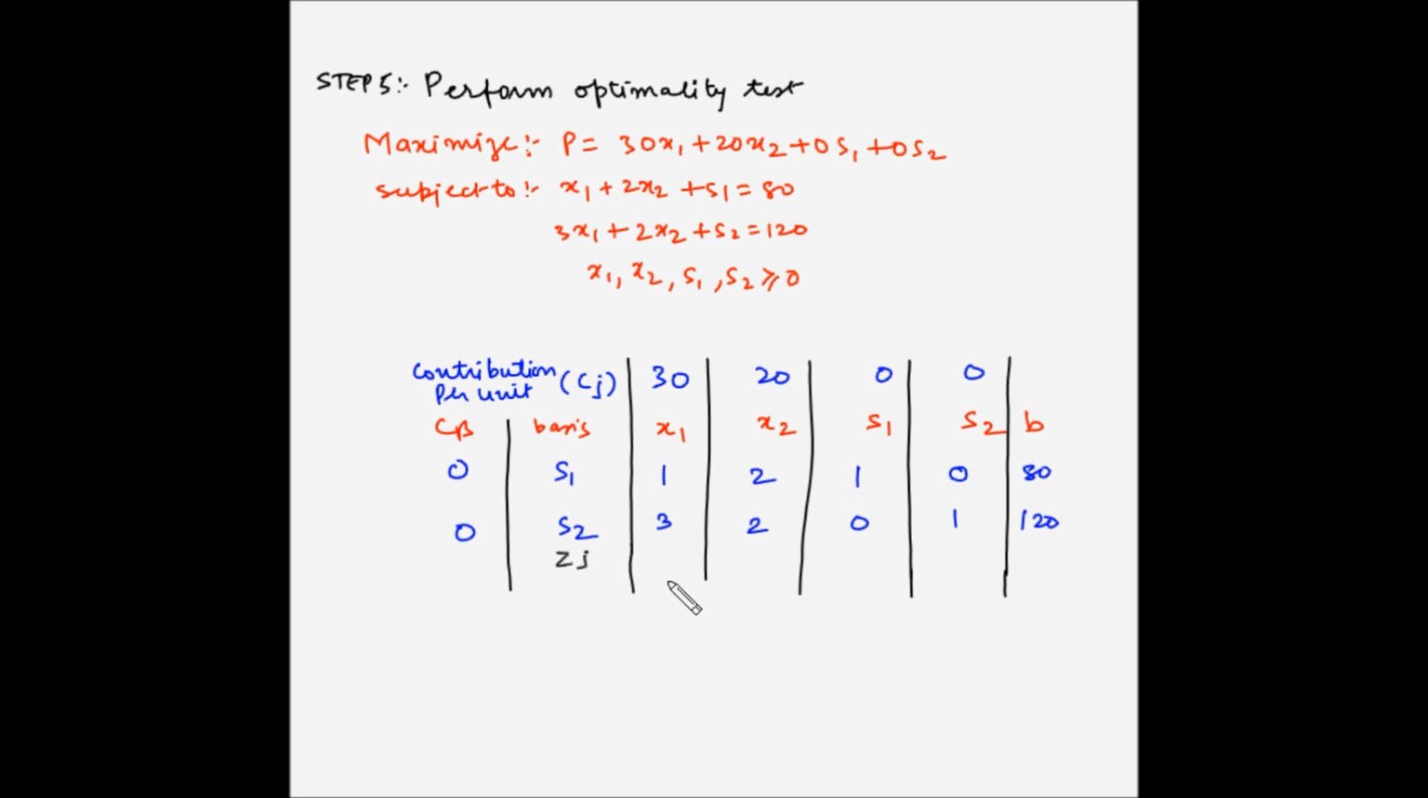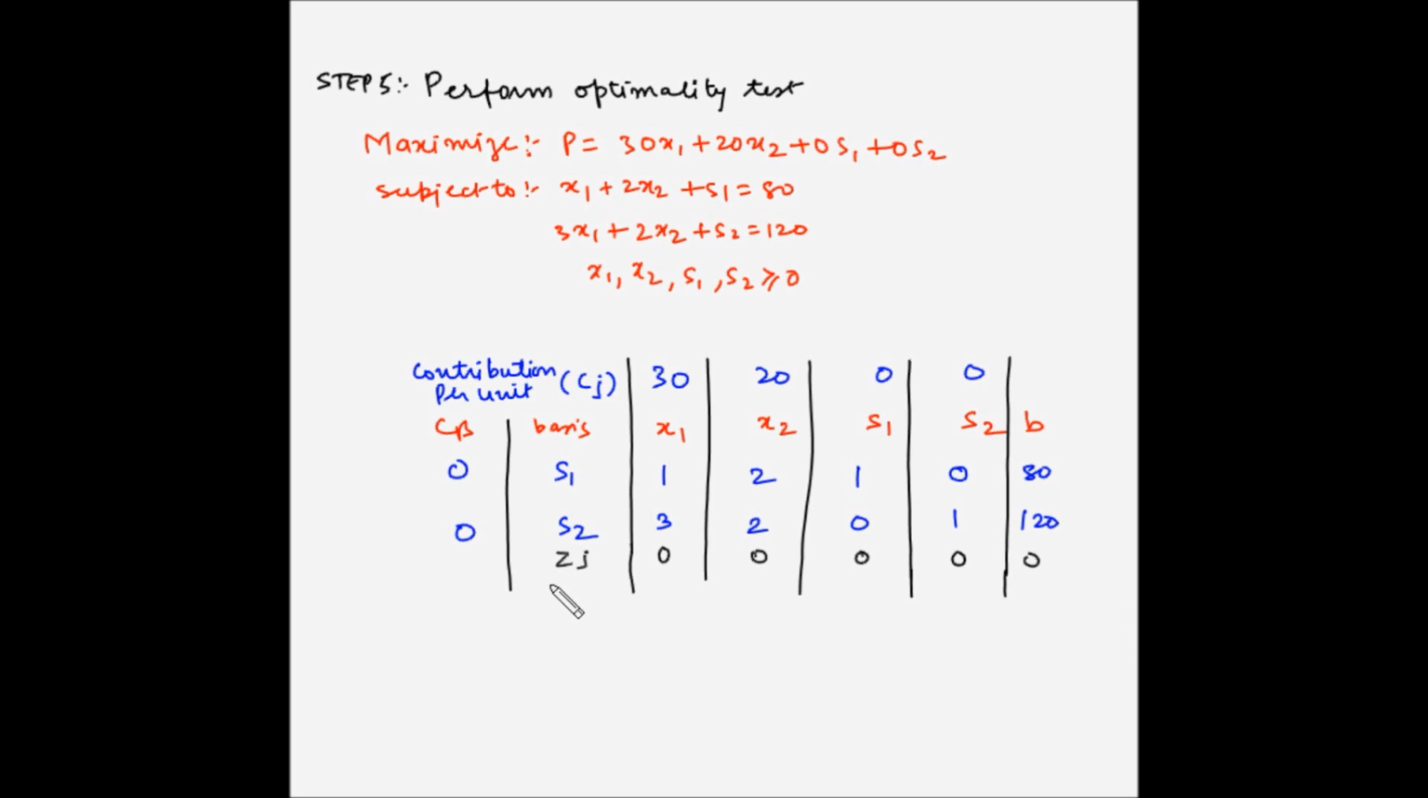So let's add Zj. Elements in the Zj row represent the decrease in the value of the objective function or profit, which will result if 1 unit of the variable in the jth column is brought into the solution or the product mix. So this represents the contribution loss per unit from the introduction of 1 unit of the variable in the solution. Now the way to calculate this is 0 into 1 plus 0 into 3 for the x1 column. So this becomes 0. 0 into 2 plus 0 into 2, which again becomes 0. 0 into 1 plus 0 into 0, which again becomes 0. 0 into 0 plus 0 into 1, which again becomes 0. 0 into 80 plus 0 into 120, which again is 0.